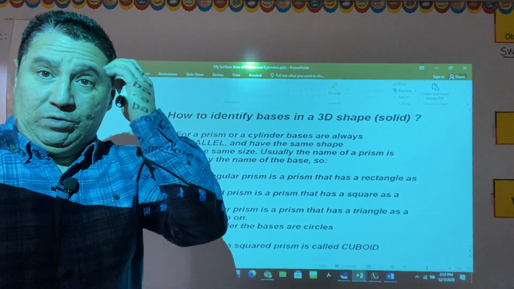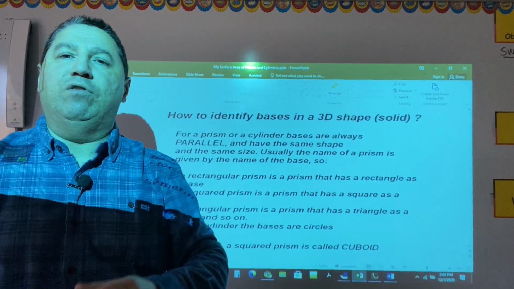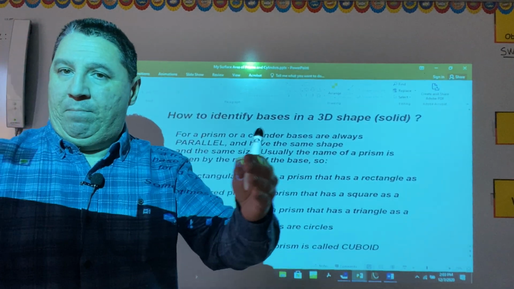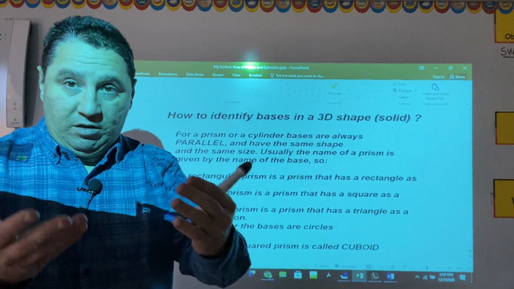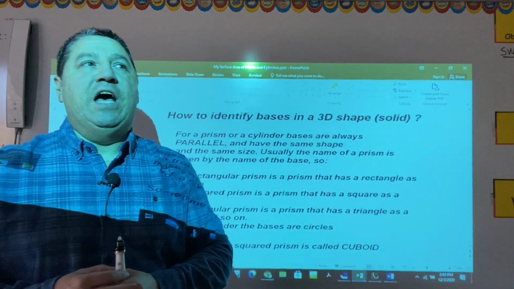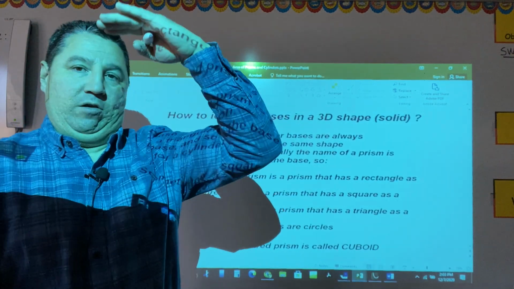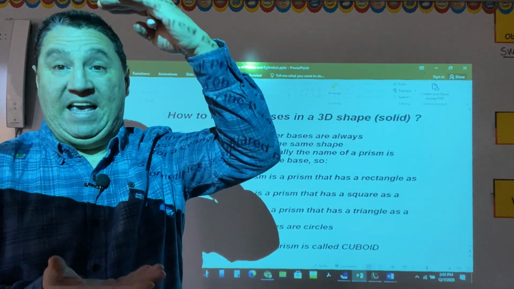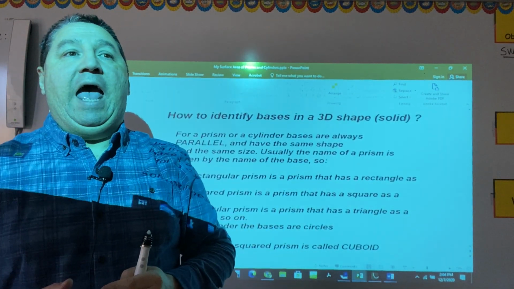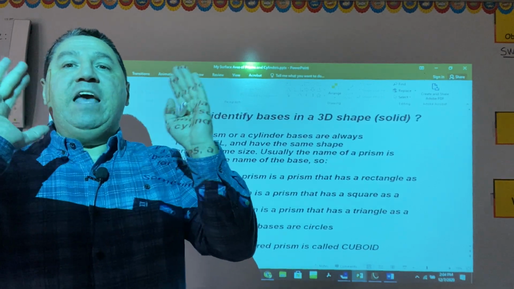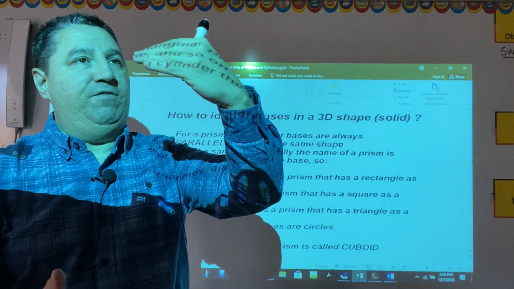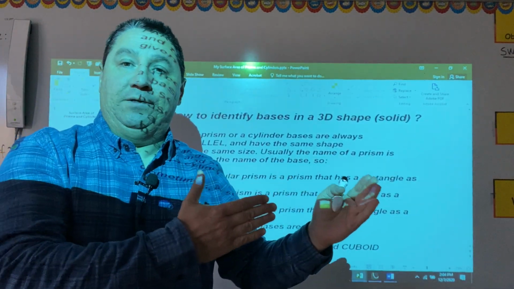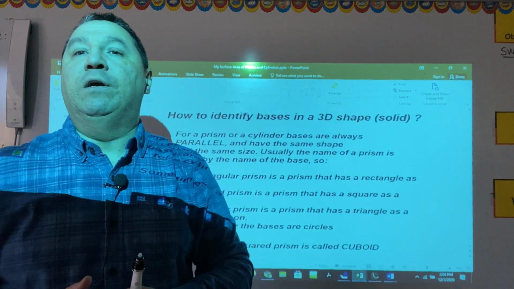Before getting into details, let's recall a few things about prisms and cylinders. As we know, a prism is a solid or a 3D shape that has two parallel and identical, or congruent, bases or ends, and the side faces, the surfaces between these bases, are either parallelograms or rectangles.